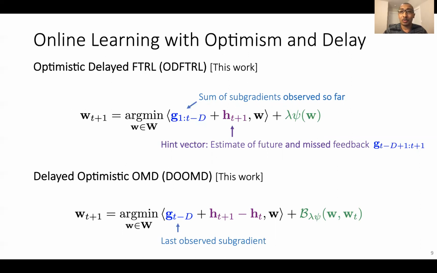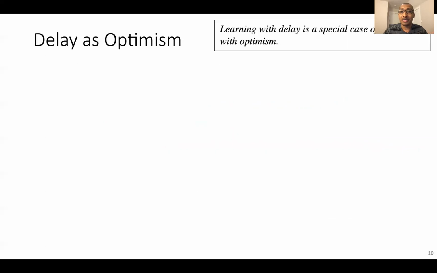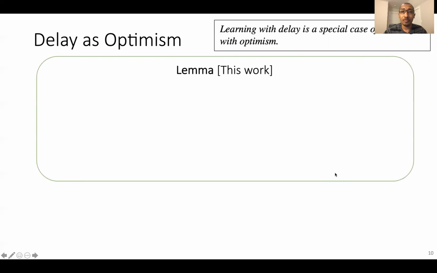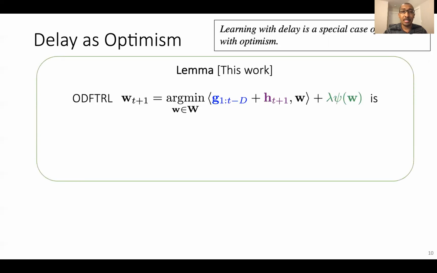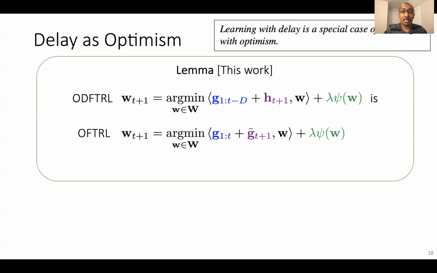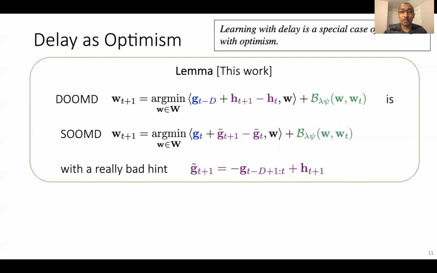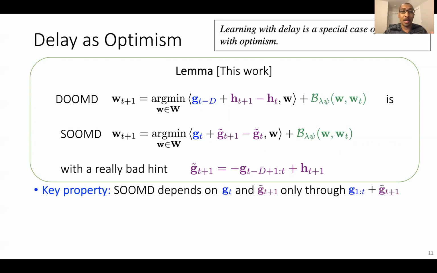All right, so how do these algorithms perform? Well, our first insight into these algorithms is that learning with delay for DOOMED and OD-FTRL is actually a special case of learning with optimism. To see what I mean by this, consider the following lemma. It says that optimistic delayed FTRL is just an instance of optimistic FTRL with a really bad hint, a hint that just deletes the last D observations. Interesting. And the same thing is true for DOOMED. DOOMED is just a special case of SUMD, optimistic OMD, with the same really bad hint that just deletes the last D observations.